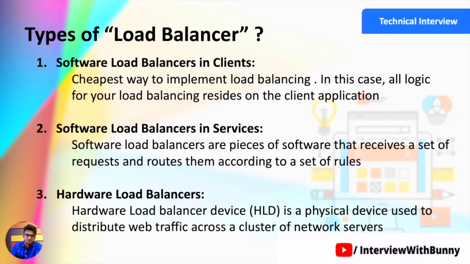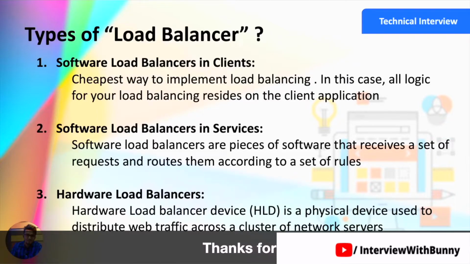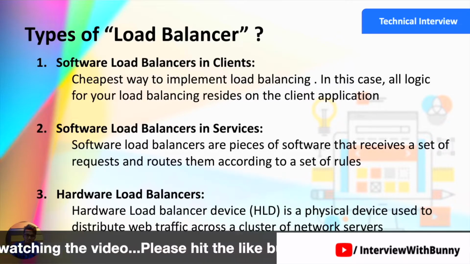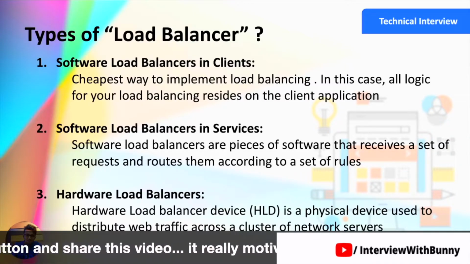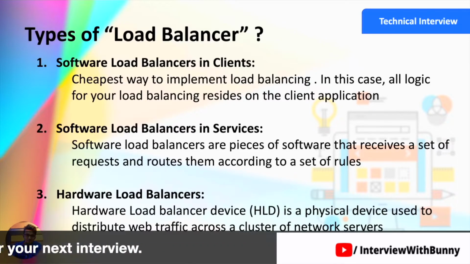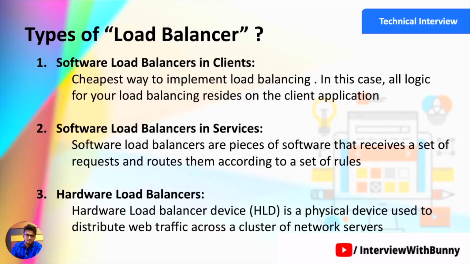A software load balancer that resides on the client application is probably the cheapest way to implement load balancing. In this case, all the logic of your load balancing resides on the client application, and on starting of the application, the client application is provided with a list of web servers or application servers with which it can communicate. The client application picks the first one from that list and sends the request to the server. And if there is a failure from the server side, then the client application sends the same request to the next server. This is the easiest way to implement load balancing.